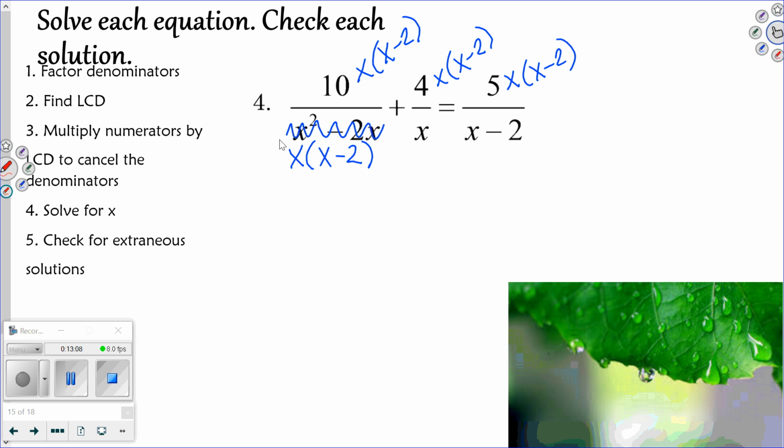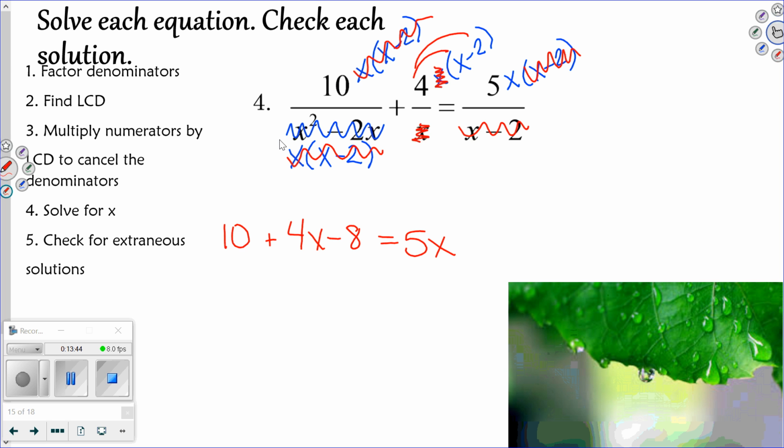It's kind of fun. All right, so on the first term, what cancels? Yeah, the x and the x minus 2 are going to cancel out. So I just have 10. And then I got a plus sign. What cancels in the next one? Just the x. So good. 4x minus 8. You have to actually distribute that. Equals. The x minus 2 is canceled. And I have just 5x.